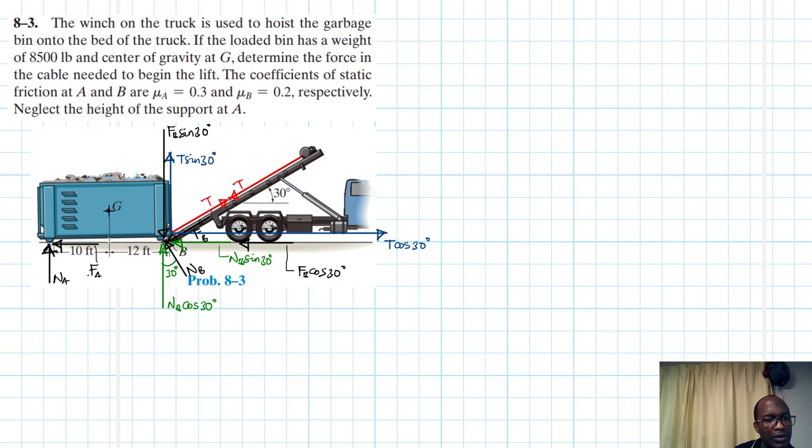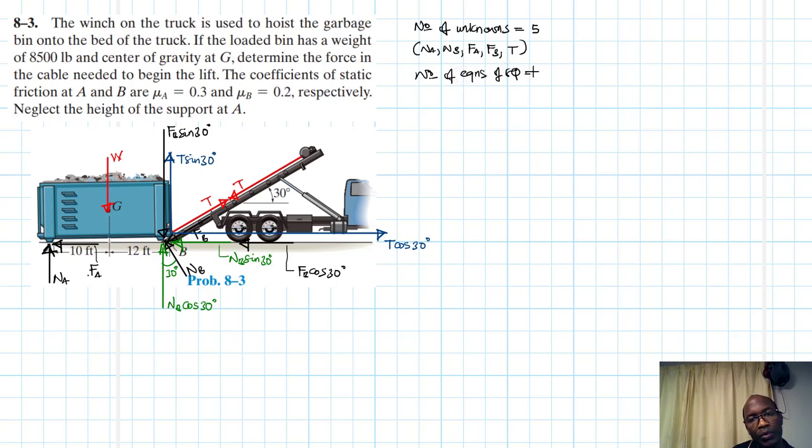Alright, and then we have the weight of this material, the garbage that is being hoisted, which is W. Is it given? Yes, weight is given. So how many unknowns do we have here? Number of unknowns are equal to 1, 2, 3, 4, 5. There are 5. Okay, this is NA, NB, FA, FB, and T.